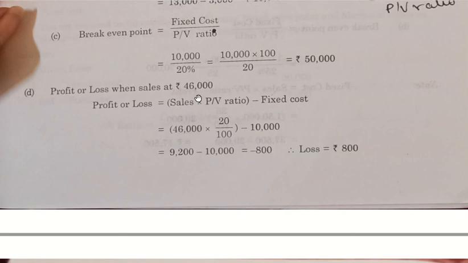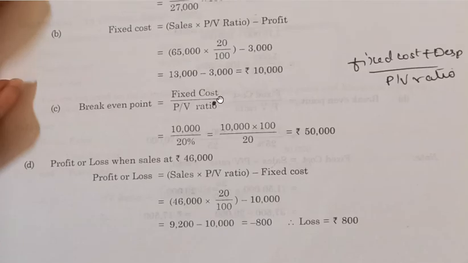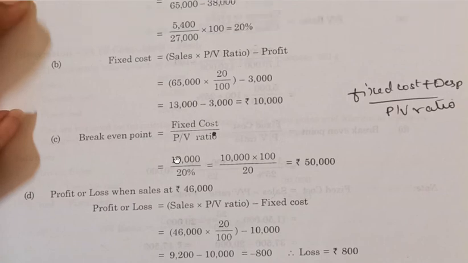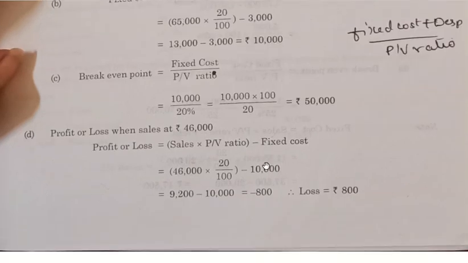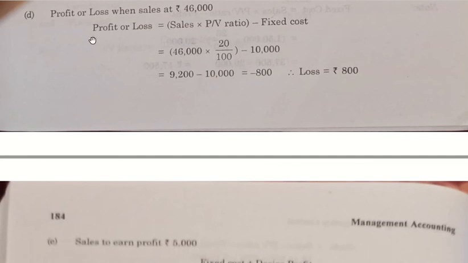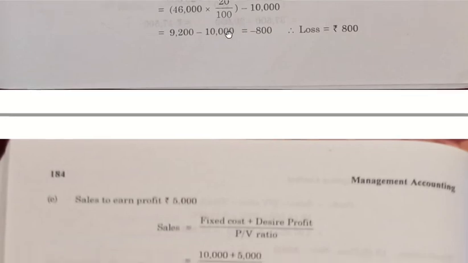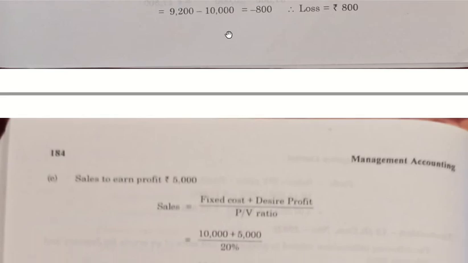So your break even point formula is fixed cost divided by PV ratio. So fixed cost is how much that we got? 10,000. So what is your PV ratio that we have got? 20%, which we found out. So 10,000 into 100 divided by 20, which is equal to 50,000. So profit or loss when sales is at 46,000. The profit or loss is equal to sales into PV ratio minus fixed cost. So 46,000 into 20% minus 10,000. So 9,200 minus 10,000, which is equal to minus 800. Since it is a minus, we assume it to be a loss.